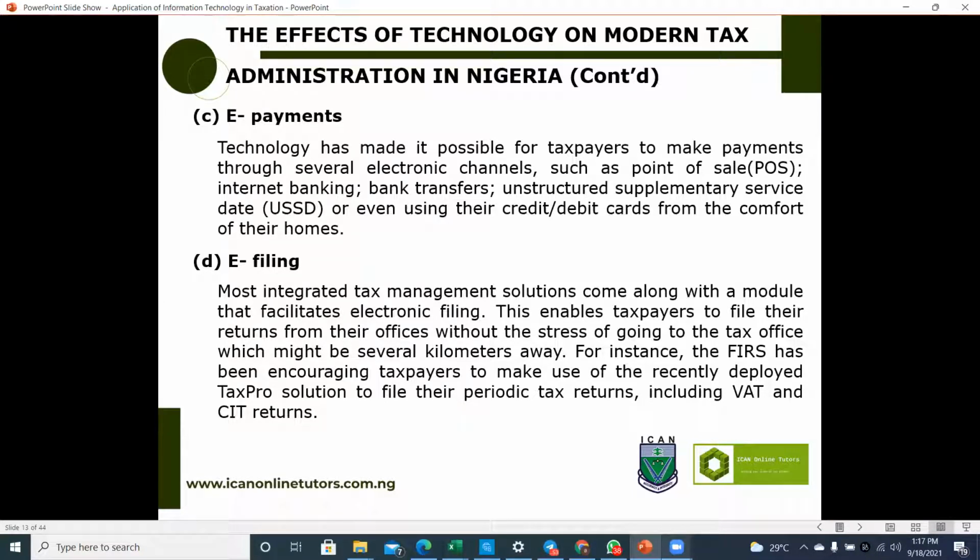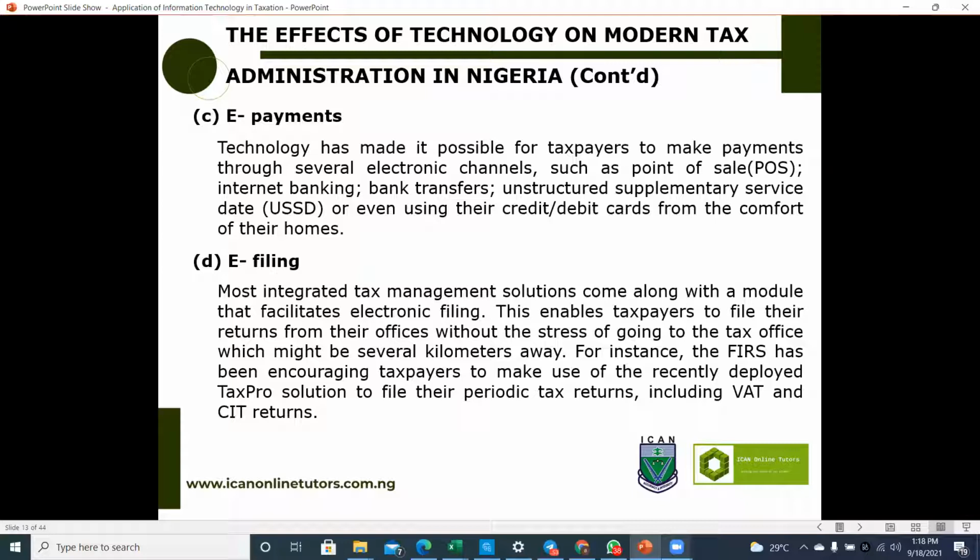E-filing. Most integrated tax management solutions come along with a module that facilitates electronic filing. This enables taxpayers to file their returns from their offices without the stress of going to the tax office, which might be several kilometers away. For instance, the FIRS has been encouraging taxpayers to make use of the recently deployed tax promise solution to file their periodic tax returns, including VAT and CIT returns.